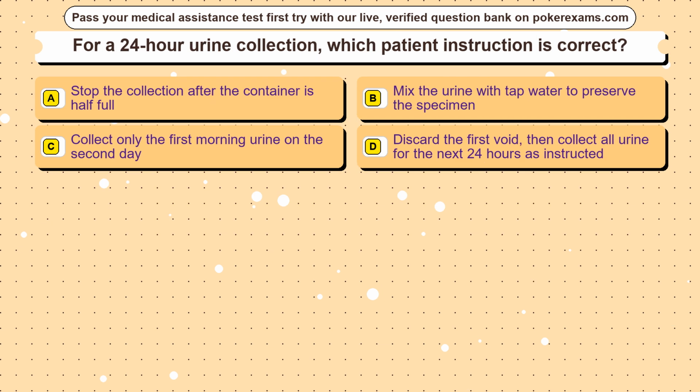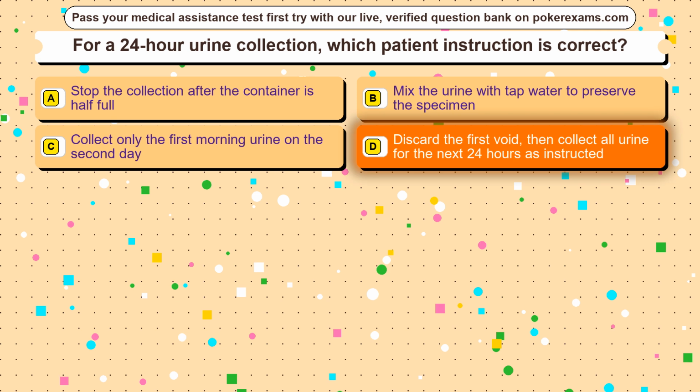Question 46. For a 24-hour urine collection, which patient instruction is correct? Option A. Stop the collection after the container is half full. Option B. Mix the urine with tap water to preserve the specimen. Option C. Collect only the first morning urine on the second day. Option D. Discard the first void, then collect all urine for the next 24 hours as instructed.